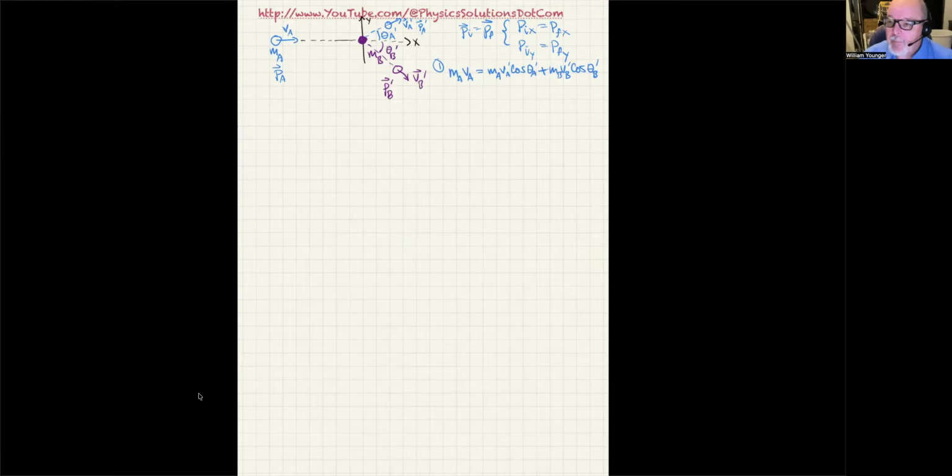Now the y component. Because we decided the particle was initially moving in the positive x direction, that means it has no initial y component. And again, we're allowed to do that because we can set up our x-axis pointing any direction we want. So in this case, we get 0 is equal to MA VA prime sine theta A prime plus MB VB prime sine theta B prime, and that's going to be equation 2.